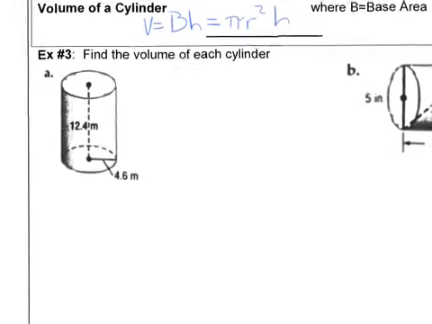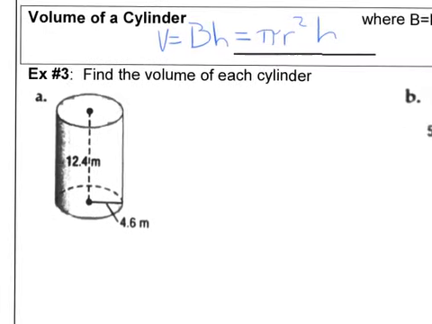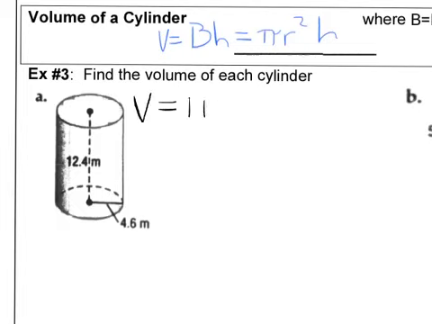So for a problem like this guy, we're just going to plug in the values. Here's my radius, here's my height. Let's just plug and chug. Here we go, pi. My radius is 4.6. Square it, multiply by my height, which is 12.4.